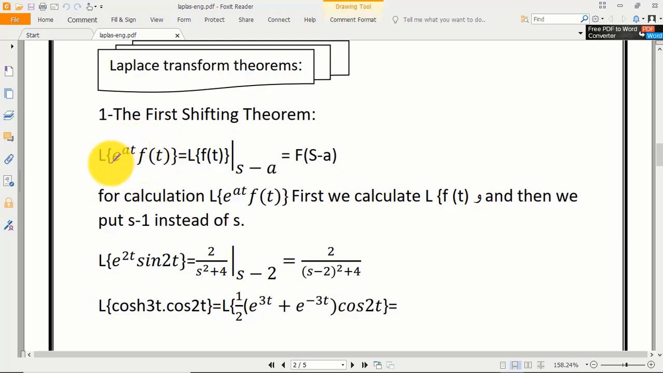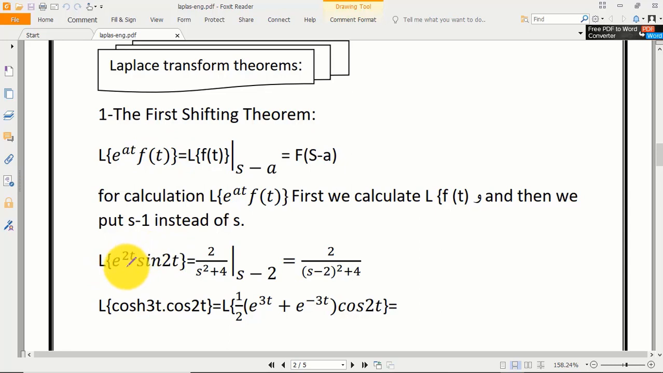I put e to the at away and just evaluate the f of t, and according to the existence of e to the at, I apply an action to this function. I turn s to s minus a. So the Laplace of e to the at times f of t is equal to capital F of s minus a, where F of s is the Laplace of f of t. I have a couple of examples for you.